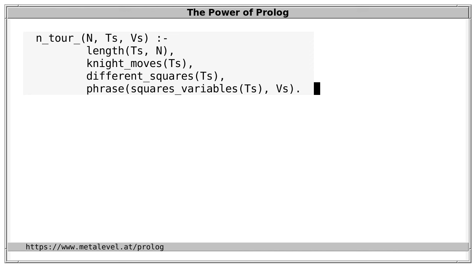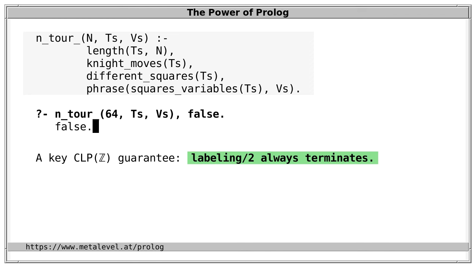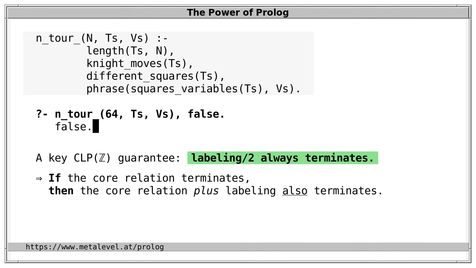Now let's ask a few questions, such as, for a chessboard that is 64 squares, does the core relation terminate? Yes, it terminates. And that's of course great, because an important guarantee of CLP(FD) is that labeling always terminates. And therefore, if the core relation terminates, then the core relation plus labeling also terminates. So we know that even if the search takes a very long time, the system is not stuck in an infinite loop.